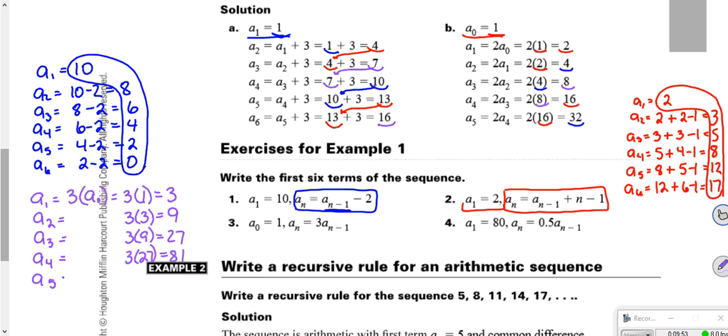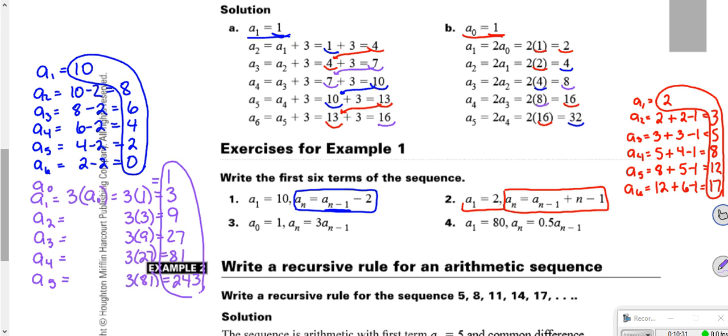And actually, I misspoke. I just kind of double checked. They did start with A sub 0, which was 1. So these would be my first 6. So I guess if we're starting with 0, then our first 6 terms are going to be 0 through 5. So 1, 3, 9, 27, 81, 243. Okay? So A sub 0 can count as our first term. I misspoke.